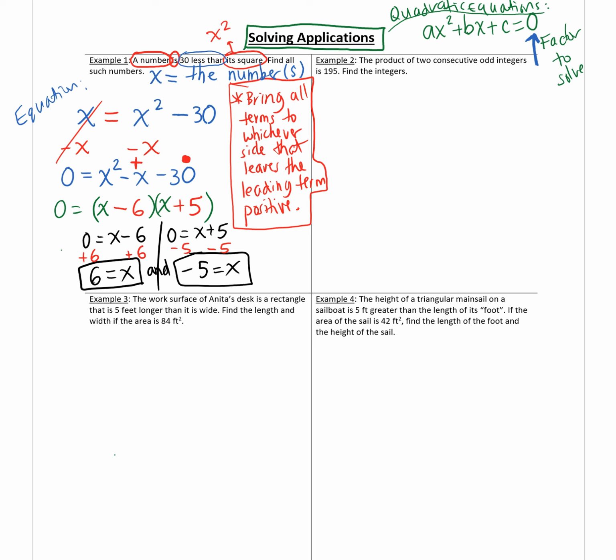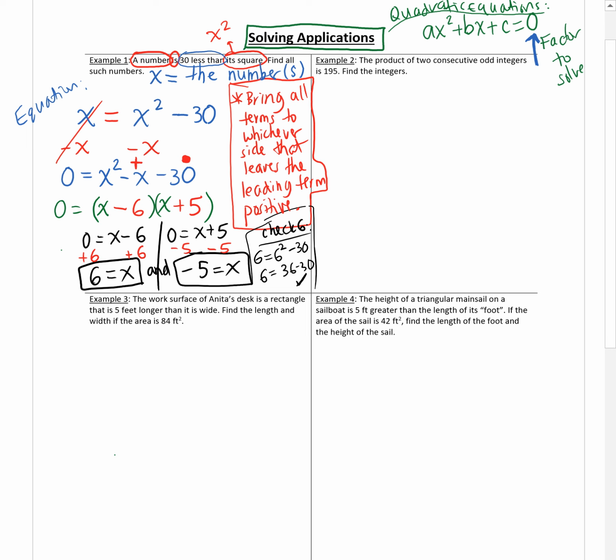If you want to check, let's say we check 6, the first solution we found. We want to make sure that the number is 30 less than its square. 6 squared is 36, and 36 minus 30 is 6, so that works. That's how I'd check it: you just plug it into the original equation you set up.